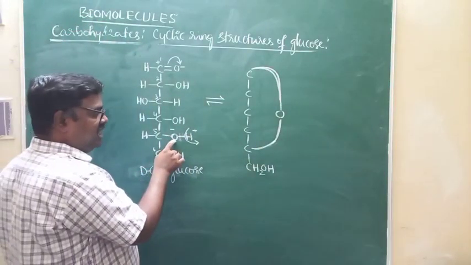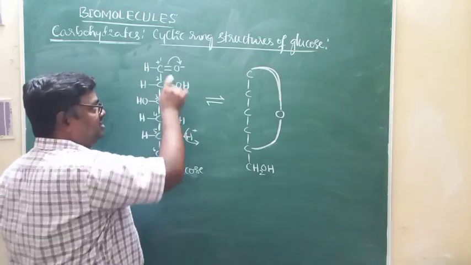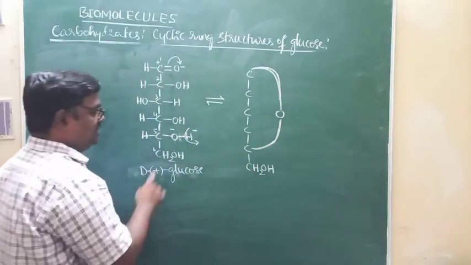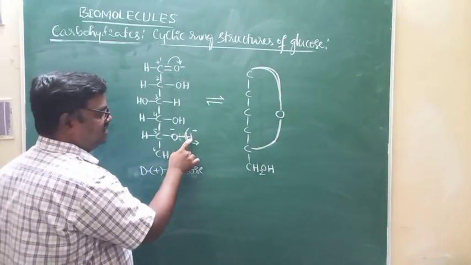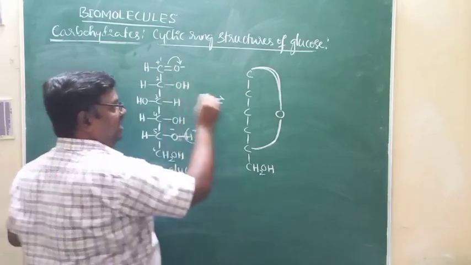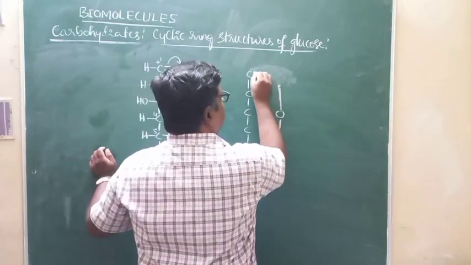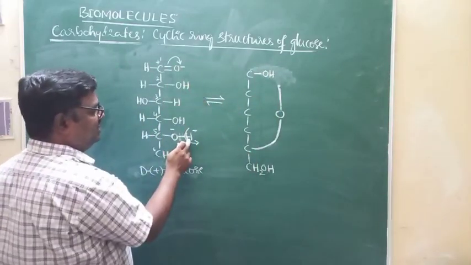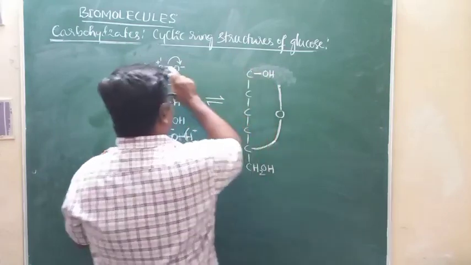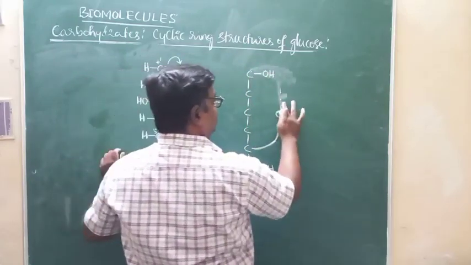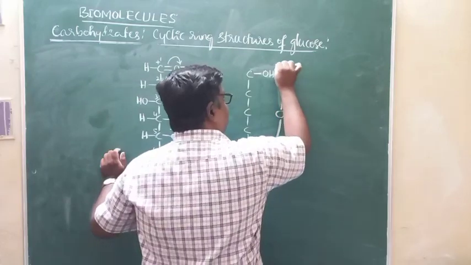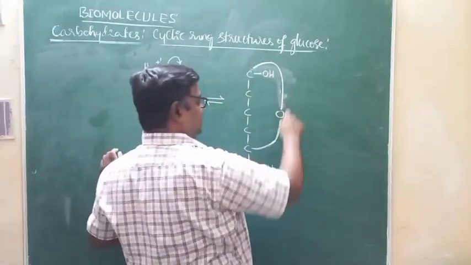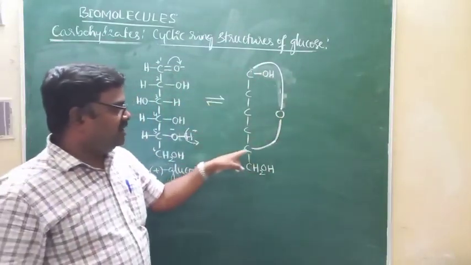The negatively charged oxygen atom at the fifth carbon atom is attracted by the positively charged carbon of the carbonyl group, thereby cyclization takes place. This H plus is attracted by O minus, and thereby O minus is converted to an OH group. The double bond is converted to a single bond, and this O minus is attracted by the positively charged carbon, which results in a cyclic ring with 6 atoms.